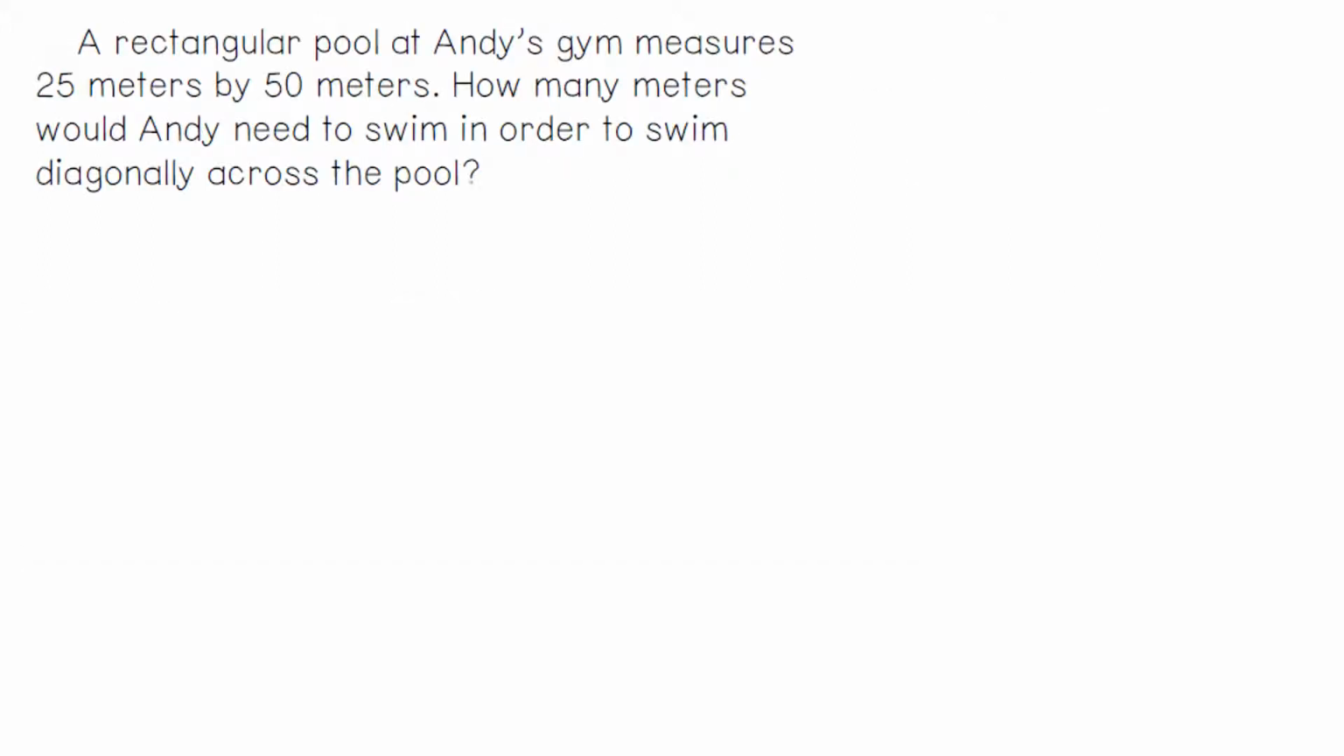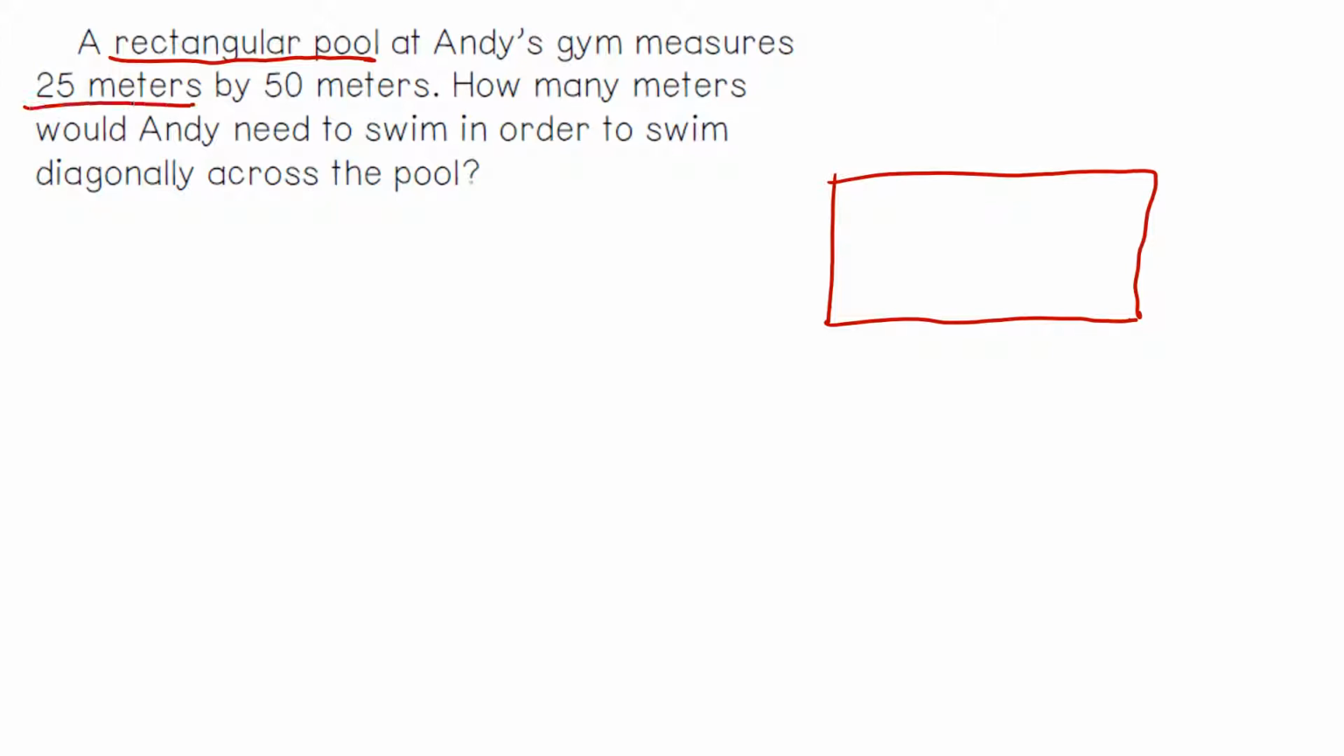A rectangular pool at Andy's gym measures 25 meters by 50 meters. How many meters would Andy need to swim in order to swim diagonally across the pool? So it tells me a rectangular pool, so that tells me to draw a rectangle. It tells me that they measure 25 by 50. And the question is, how many meters would Andy need to swim in order to go diagonally across?